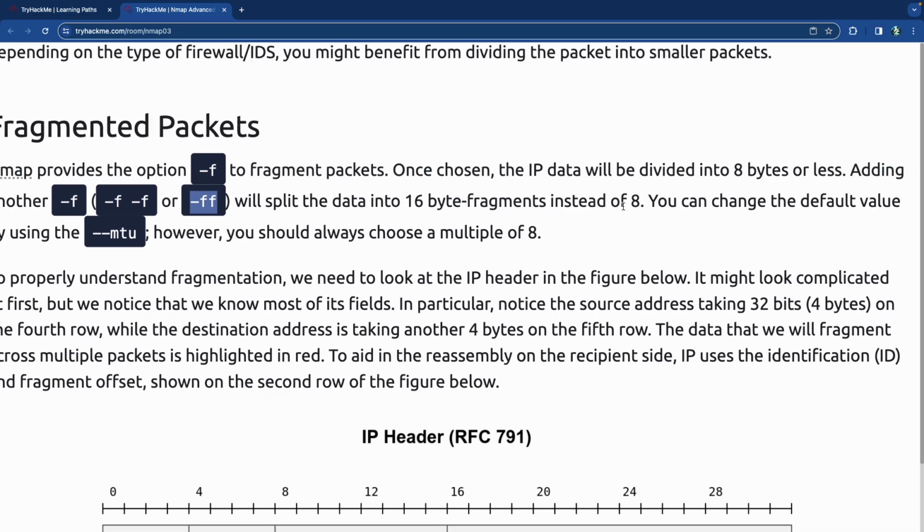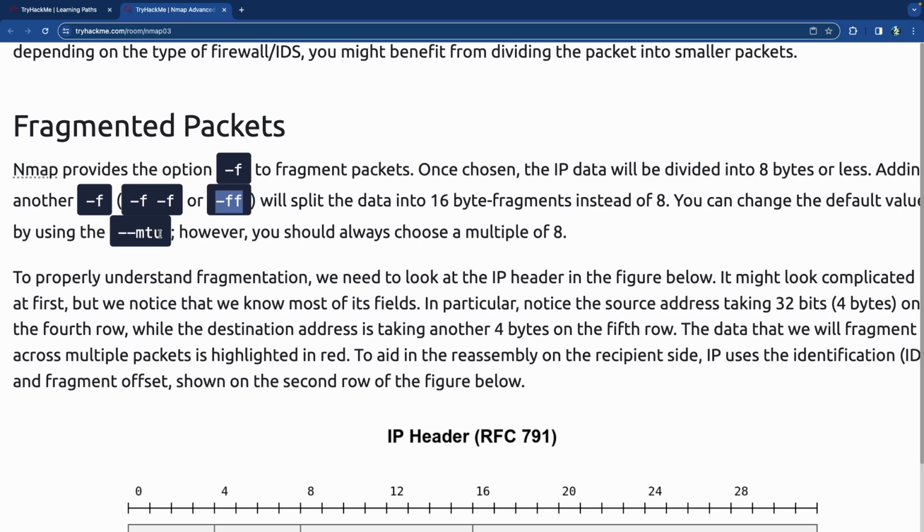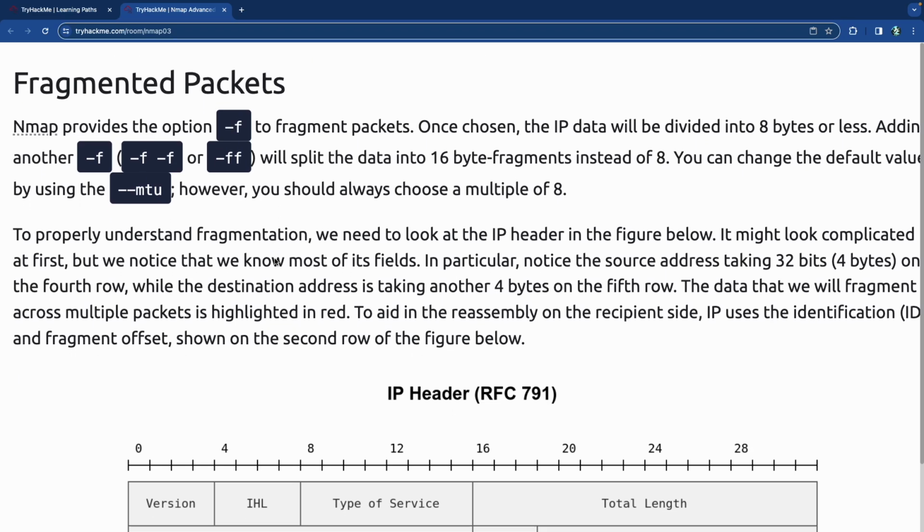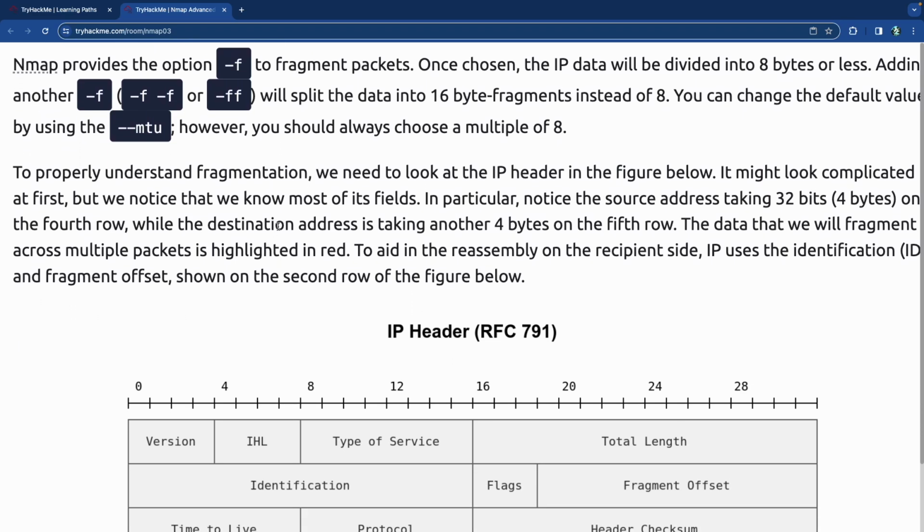So you can change the default value by using the MTU. However, you should always choose a multiple of 8, right? So instead of doing -ff, which I think basically caps out at 2 Fs, you could do --mtu and then do 32, right? Or 56 or something like that. So we'll just break them apart into fragments of 8.